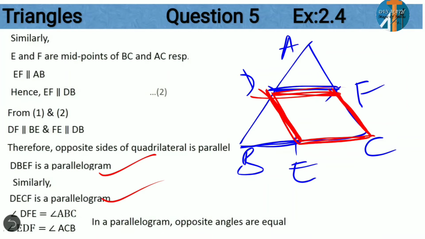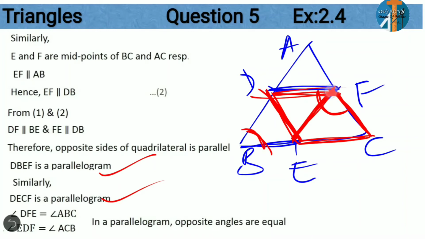As you all know, if we consider parallelograms, their opposite angles are equal. That means I can consider this angle F. This angle F is equal to angle B, as by our first one.